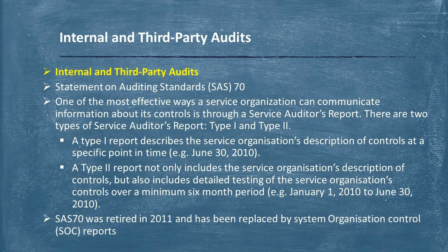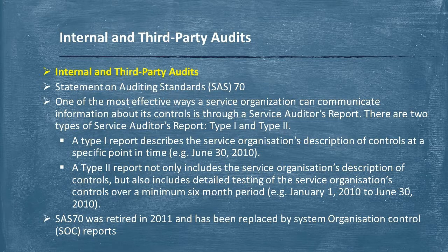There are two types of service auditor's report, that is SAS report type 1 and type 2. The type 1 report describes the service organization's description of controls at a specific point of time. For example, it is on such and such a date, that is June 30th, 2010. Whereas the type 2 report not only includes the service organization's description of controls, but also includes detailed testing of the service organization's controls over a minimum of 6 months period. So that is the difference between type 1 and type 2 reports.